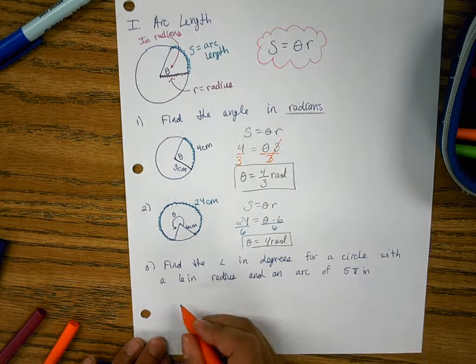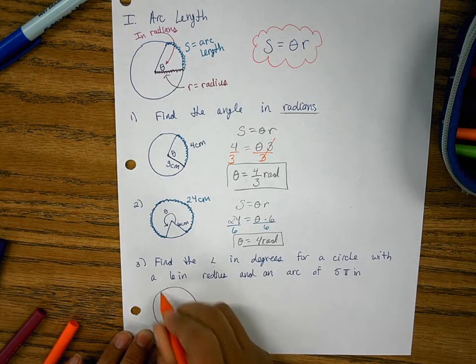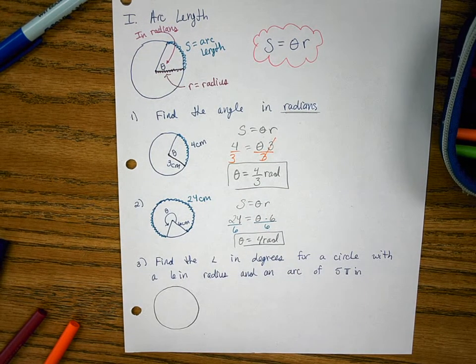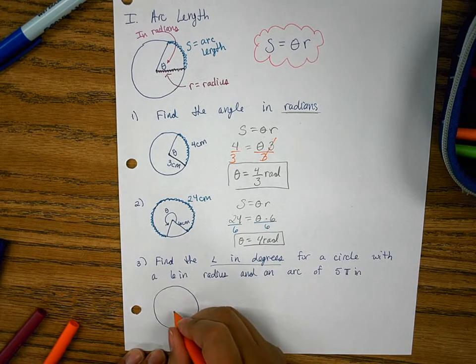All right, no pictures given. You don't need a picture. If you don't like it, you don't need it. I'm visual, so I like to get my pictures in there when I can. Find the angle in degrees for a circle with a 6-inch radius.